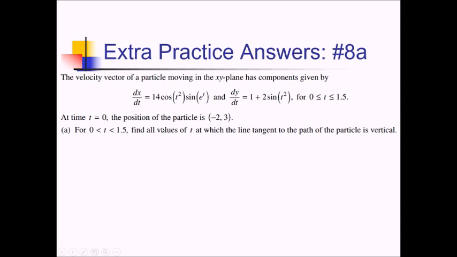So that means we want our x prime here, which tells us the horizontal movement, to have a value of 0. So we're going to solve for some t values where this is true, between 0 and 1.5. And once we find those, we're also going to plug them into y prime just to make sure that there actually is some vertical movement. So we don't want the y prime to be 0, just x prime. All right, so let's do this on the calculator.